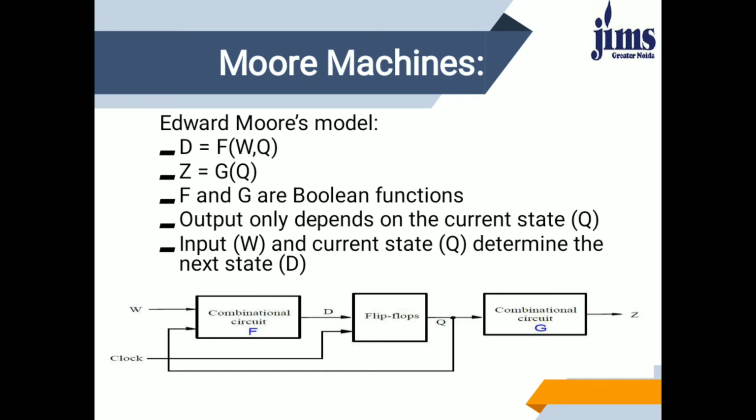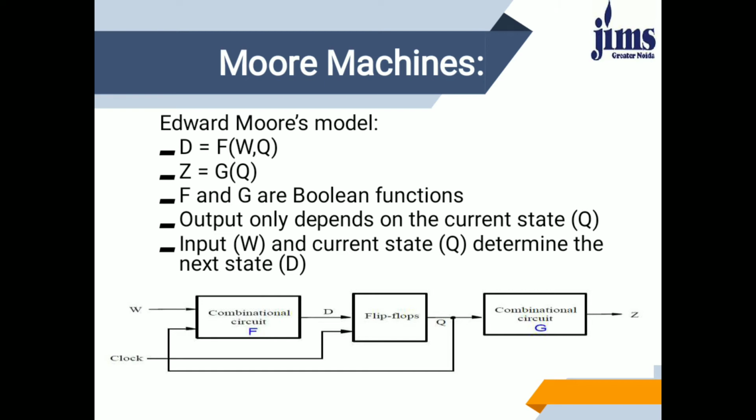So what are Moore machines? The Moore machine was developed by Edward Moore. It is Edward Moore's model. This machine contains D, which is a function of W and Q, and output Z, which is a function of Q only. Here F and Z both are Boolean functions. The output only depends on the current state, that means Q. So if the output depends upon the current state, then it is known as a Moore machine.